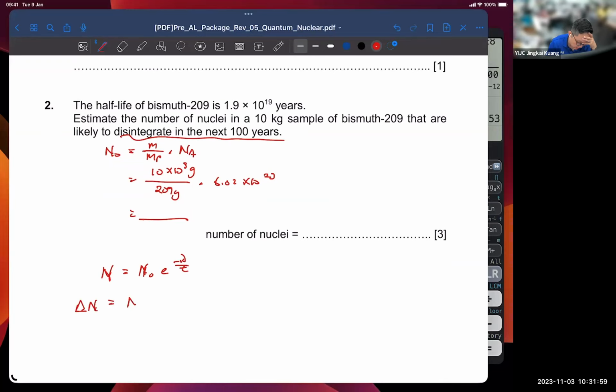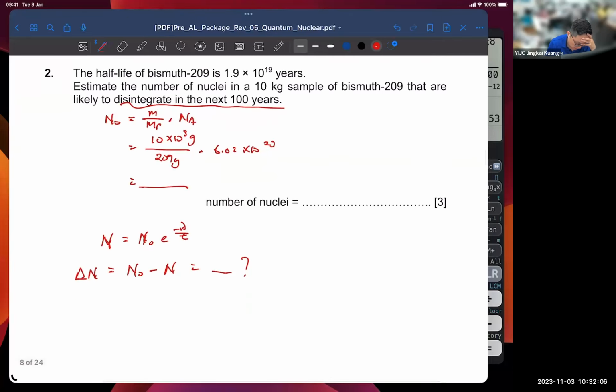Delta N equals N naught minus N. This is equals to what? Okay, so that means I take this reaction here. I want to find N, right? So N equals N naught, you sub in lambda here. Remember, lambda, the decay constant, is ln 2 over half-life.